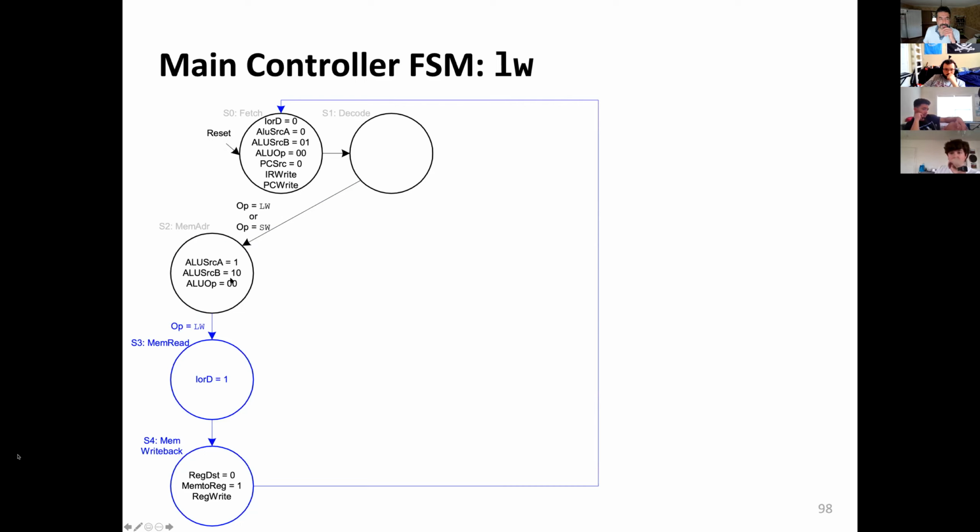In memory address, you need to use the ALU, so you need to use the right functionality for the ALU, op 0, 0, for example. And then memory read. You need to set the control signals for memory read, and then memory write back. So you need to set again the right control signals here. You see that memory to register is set to 1, meaning that you should be able to write back to the register. Okay.